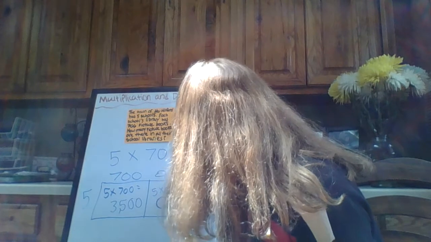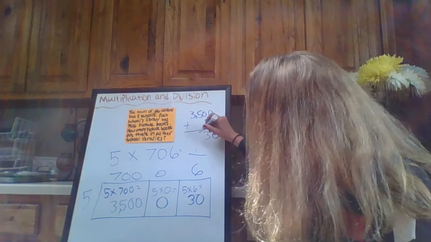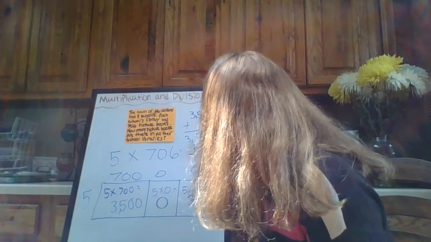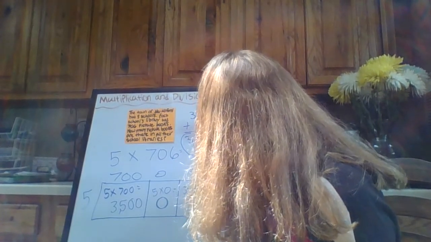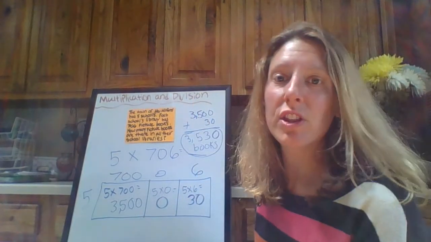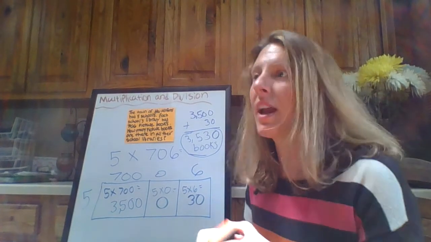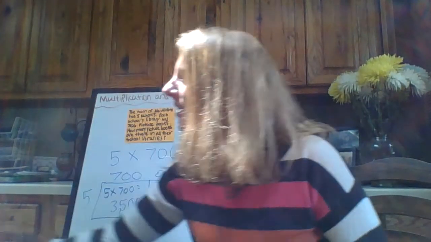30. 0 plus 0 is 0. 0 plus 3 is 3. And then 5 and 3, which gives me an answer of 3,530 books.